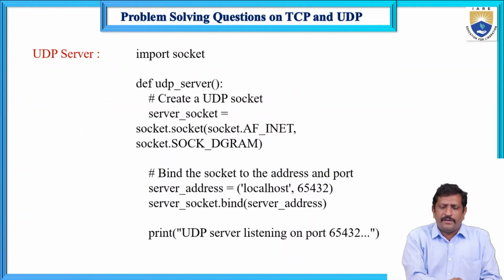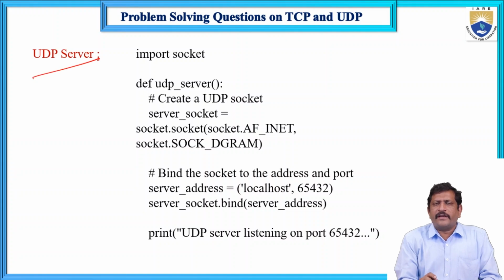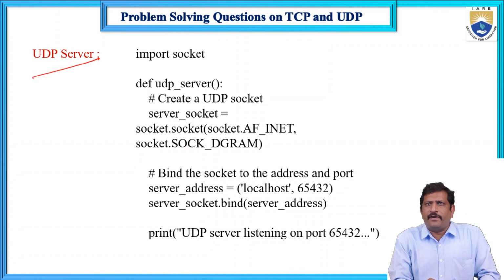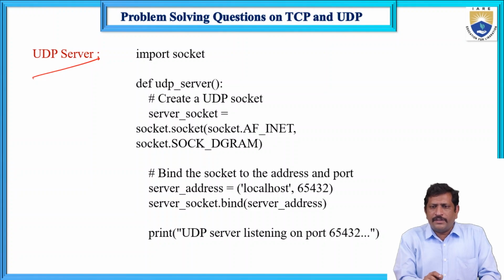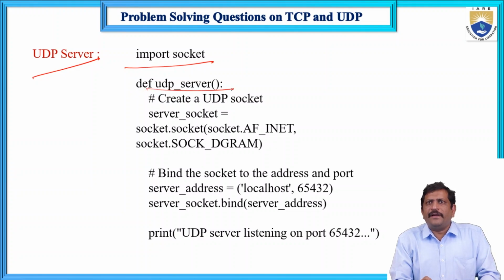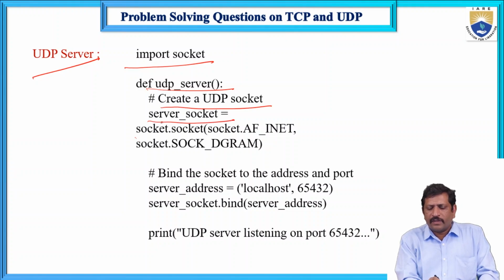For that, how are we creating the UDP sockets at the server side? The code implementation for solving that problem is: import socket and define the UDP server side. User datagram is defined at the server side. So this is the function creating the UDP socket at the server side: server_socket = socket.socket.